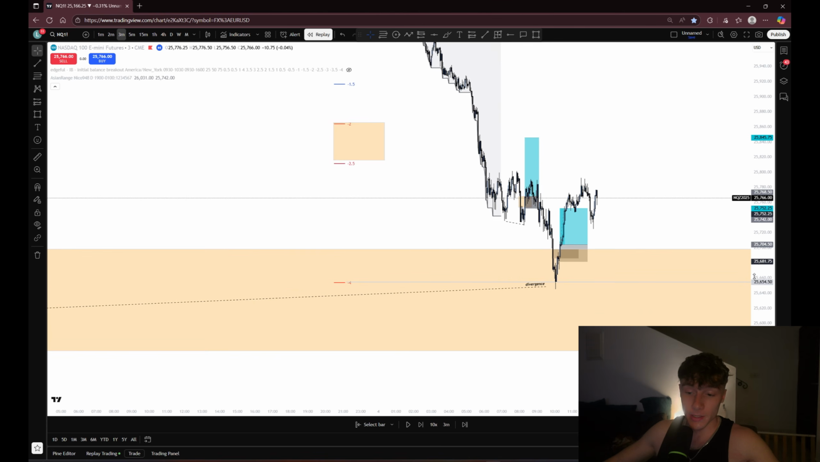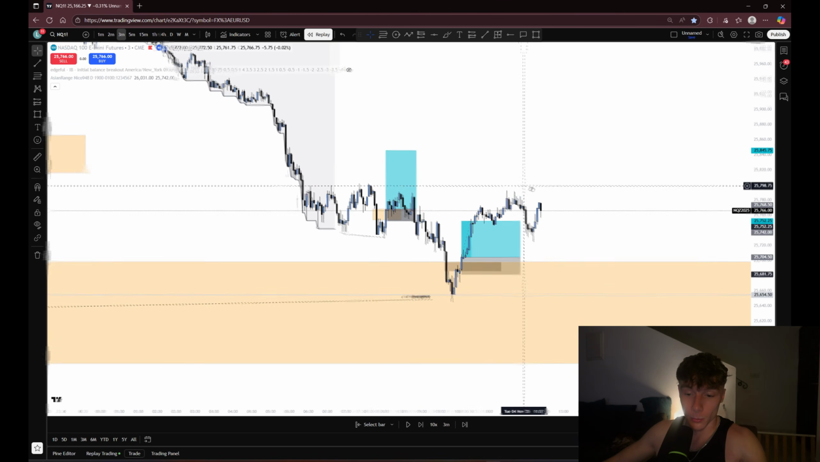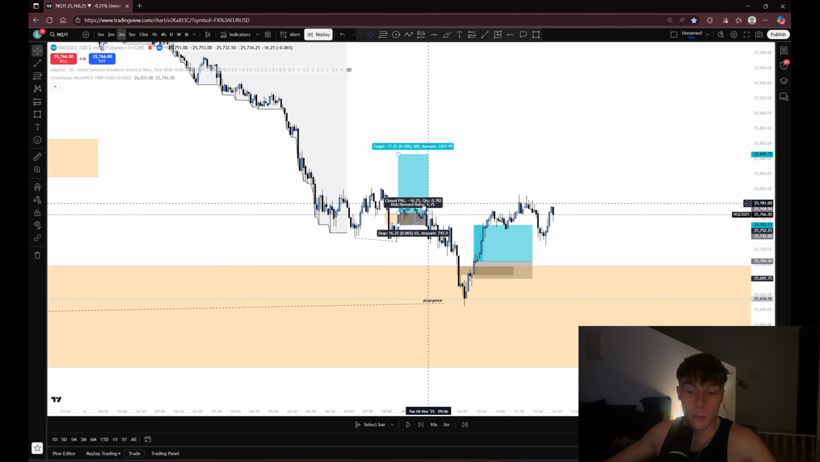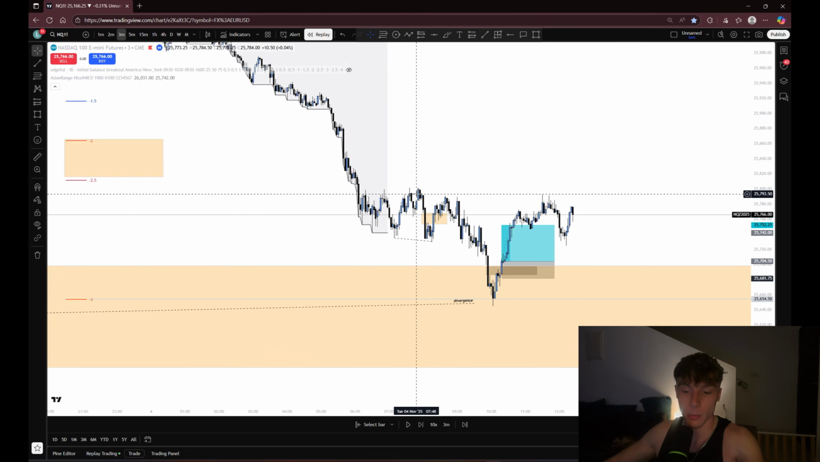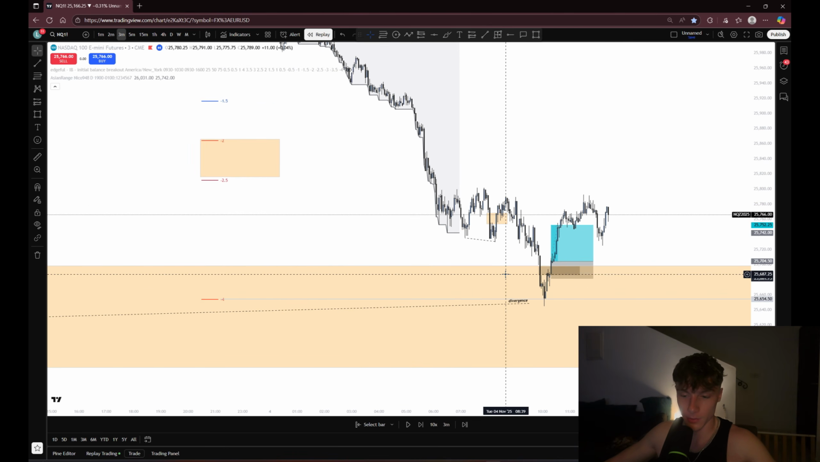So coming into the day, obviously, I waited for the sweep of Asia low. We got the sweep of Asia low. Obviously, there was a divergence here, and everyone's getting cooked. They're getting involved too early. And just by waiting for price to come into deviation -4, I've managed to catch this clean trade.